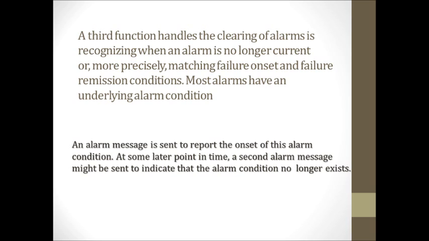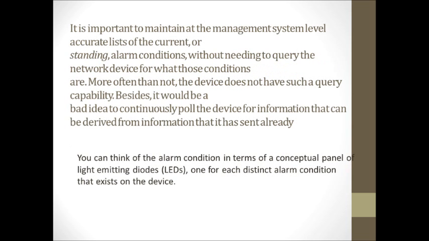Most alarms have underlying alarm conditions. An alarm message is sent to report the onset of this alarm condition. At some later point in time, a second alarm message might be sent to indicate that the alarm condition no longer exists. It is important to maintain at the management system level an accurate list of the current or standing alarm conditions without needing to query the network device for what those conditions are. More often than not, the device does not have such a query capability. Besides, it would be a bad idea to continuously poll the device for information that can be derived from information that it has sent already.